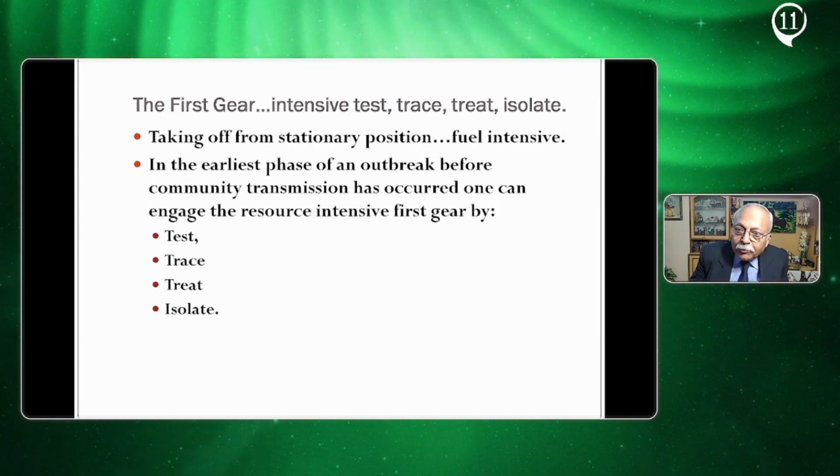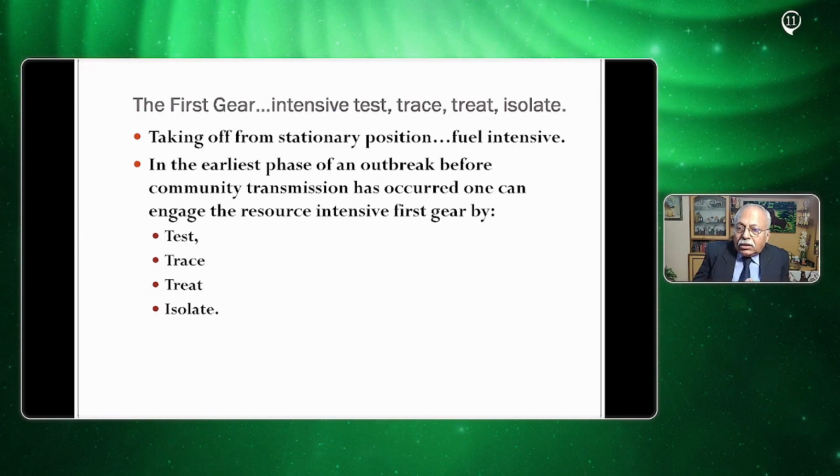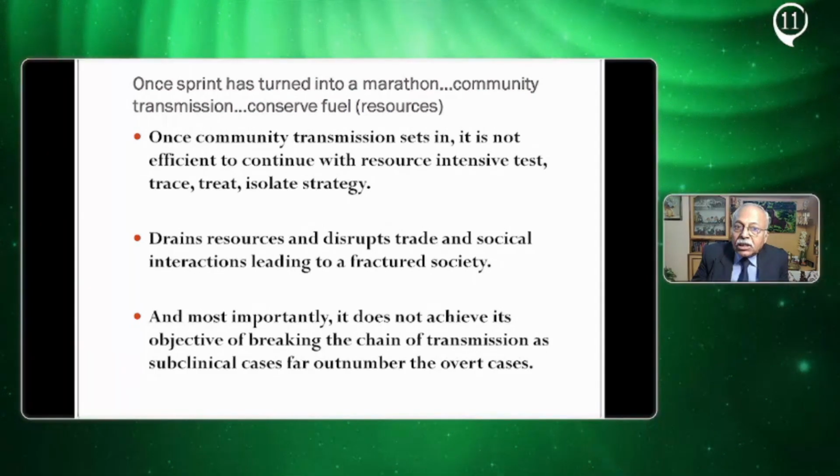But once the pandemic progresses and we are unable to check it, which is very likely when there are a large number of mild cases, as we had in this COVID-19, a large number of asymptomatic cases, by the time we could identify, the transmission kept on propagating. So one sprint has turned into a marathon. Community transmission has occurred. We have to conserve the fuel.